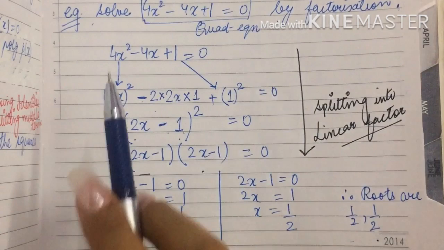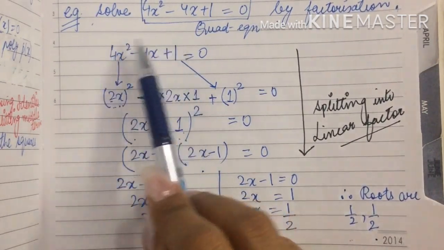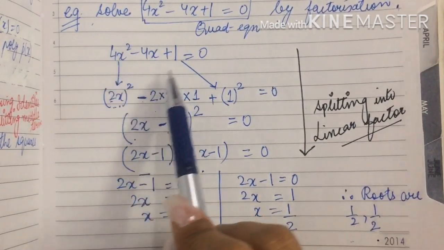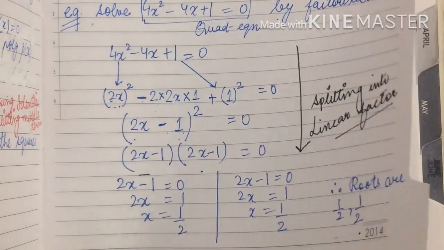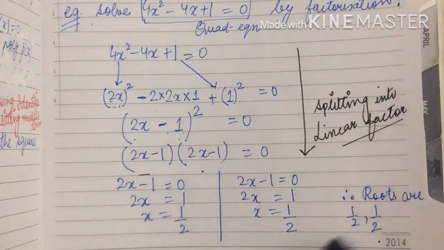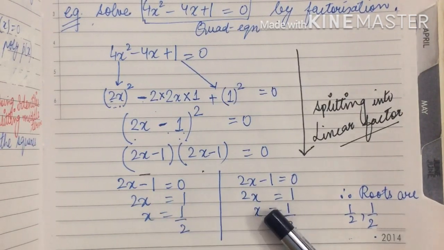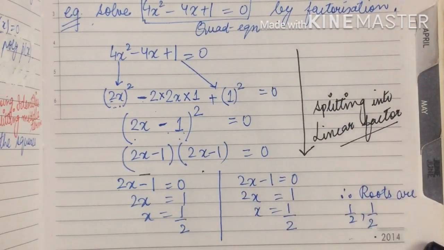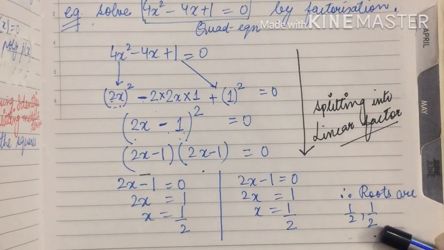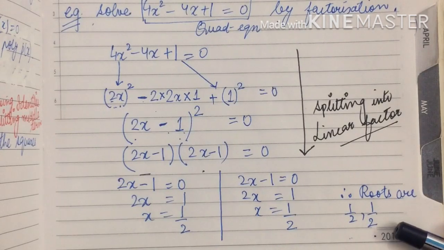Once again, start by factorizing your quadratic polynomial. Factorization means you have to split that quadratic polynomial into linear polynomials. Further, after you have obtained the linear factors, take each linear factor equal to 0. From here, find out the value of the variable. Those values will be the roots of the equation.